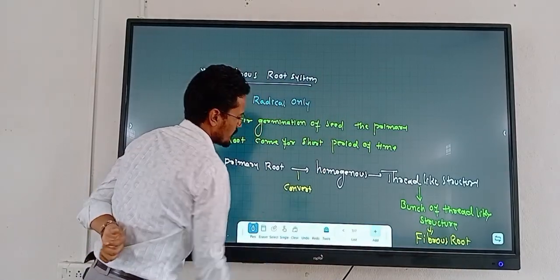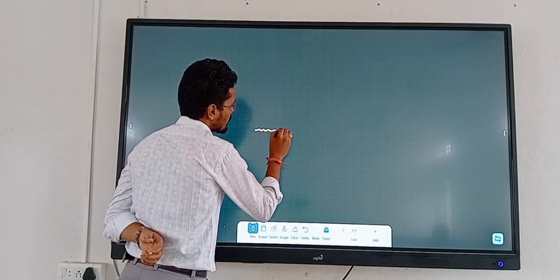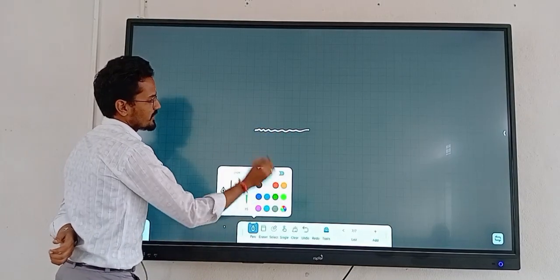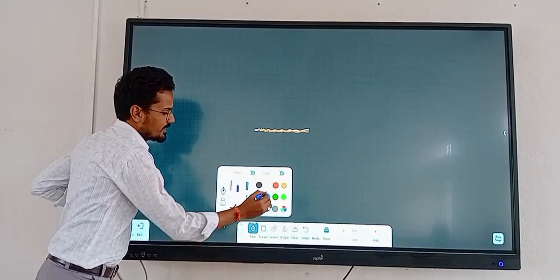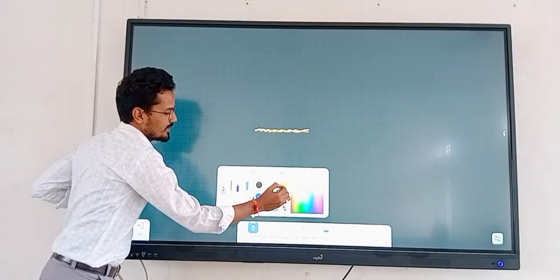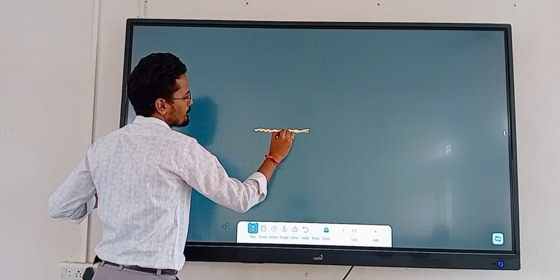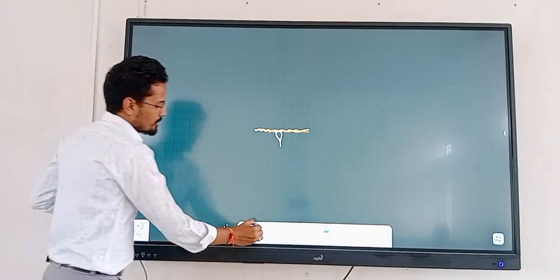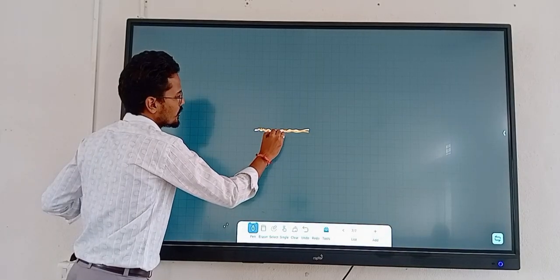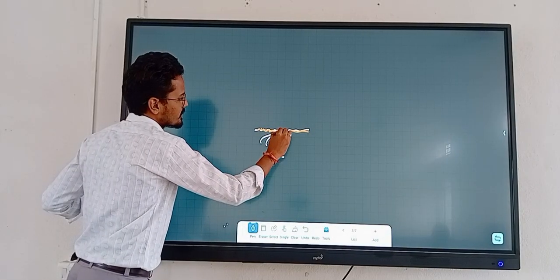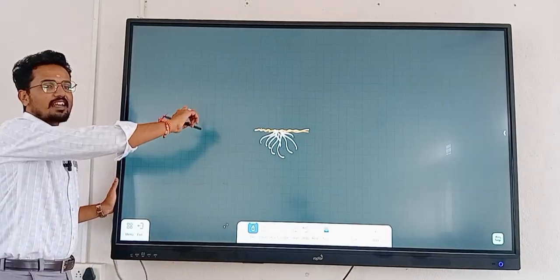We'll see the diagram. After germination of the seed, this is the soil surface. In this soil, when the seed germinates, it starts to produce the first primary root. This primary root itself converts into homogeneous, uniform, thread-like structures. They are similar to fiber.